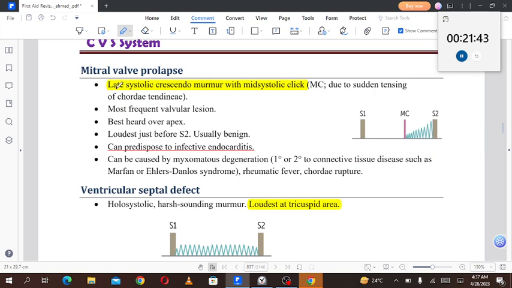Mitral valve prolapse, late systolic crescendo murmur. Now the late systolic crescendo murmur, it's not crescendo-decrescendo. The mitral valve prolapse murmur is only a crescendo murmur, which is called a late systolic crescendo murmur with a mid-systolic click. So this is a mid-systolic click with a late systolic crescendo murmur. The mid-systolic click is due to the sudden tensing of the chordae tendineae.